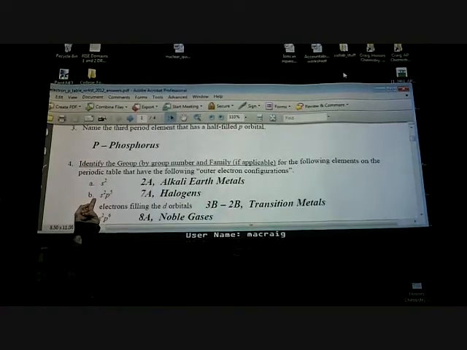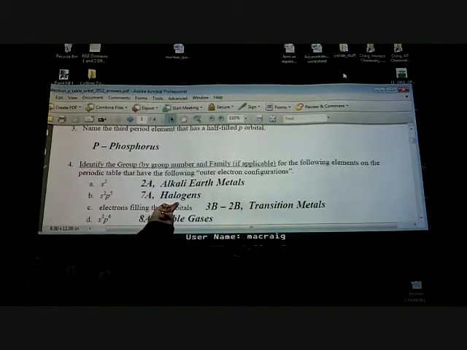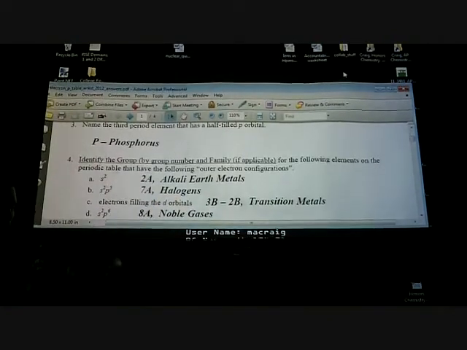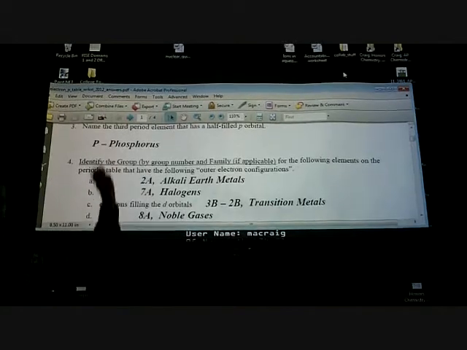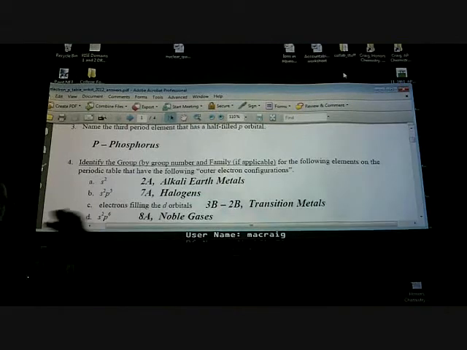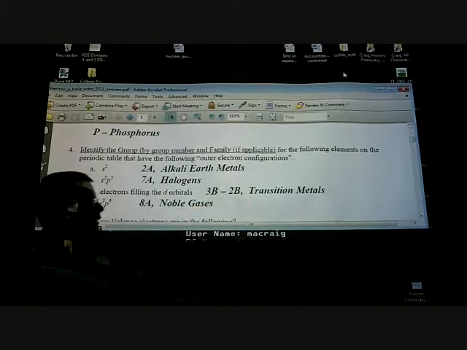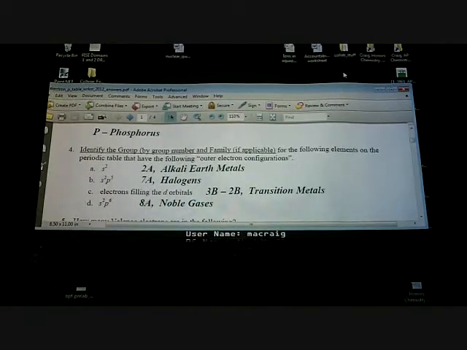So if you want 2s2, 2p5, these represent the halogens. So remember, groups or families are columns, the vertical things. Periods are rows. The electrons filling the d orbitals, I had you guys just put 3B through 2B, so anything in the d orbitals would have been acceptable. And then the last one, s2p6, deals with the noble gases.